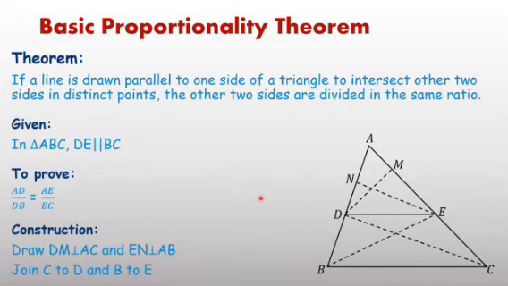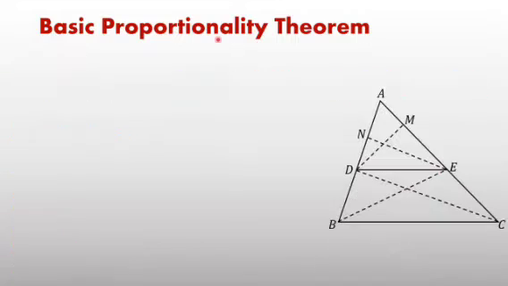But before the proof, again, the statement of any theorem is divided in two parts. The first half is known as given and the second half as to prove. In this theorem, a line drawn parallel to one side of a triangle to intersect the other two sides in distinct points means in triangle ABC, DE parallel to BC, which we consider as the given part. And we have to prove AD upon DB equal to AE upon EC. Construction: draw perpendiculars, join DC and BE. Now proof.